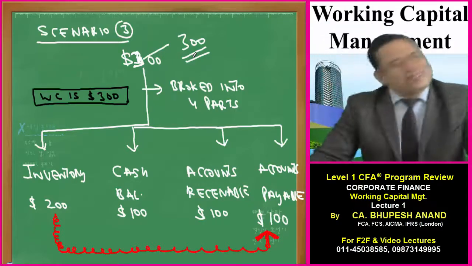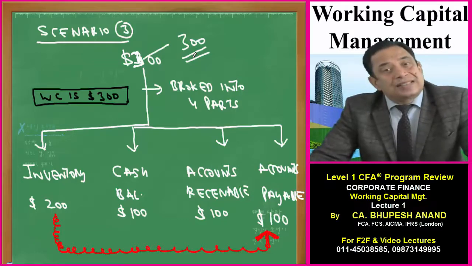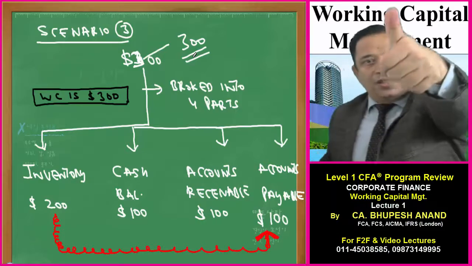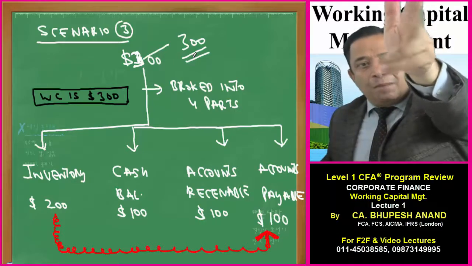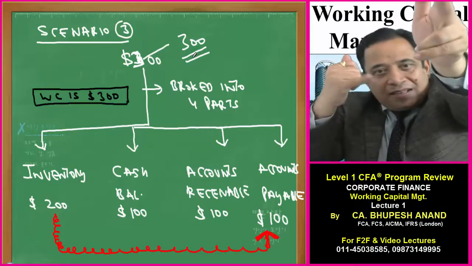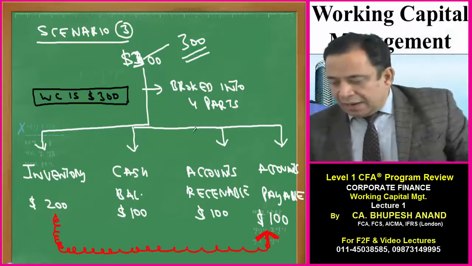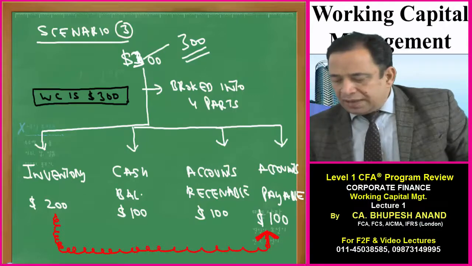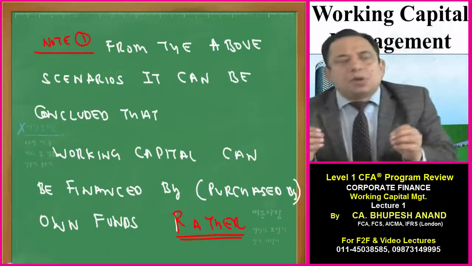So scenario 3. Please write down, my dear friends. I have broken this $300 working capital again into four parts. Inventory, $200. Cash, $100. Accounts receivable, $100. Minus accounts payable of $100. And again, working capital comes to $300. So please write down this note number one. Very, very important note and a highly testable note.